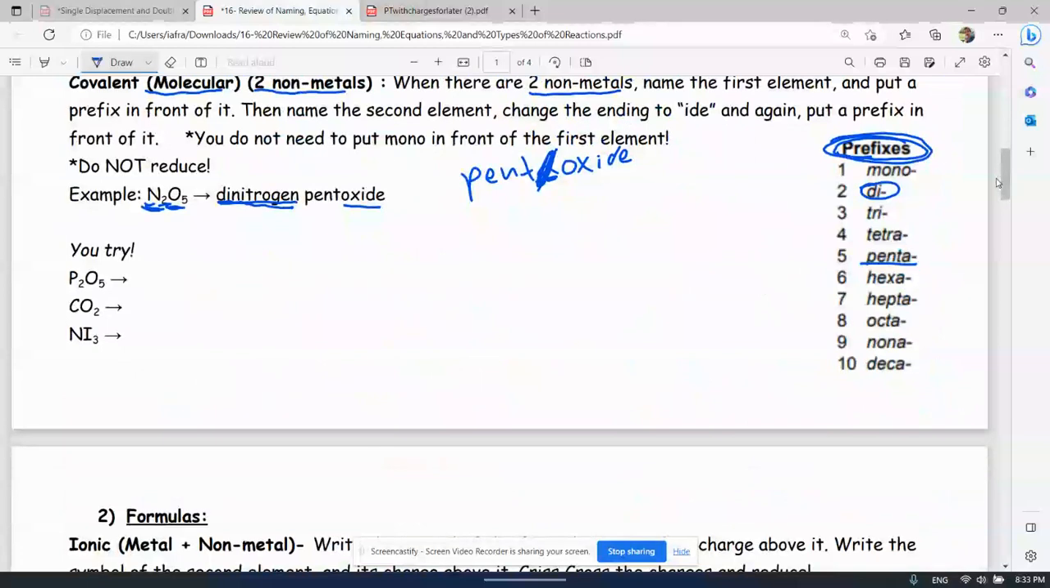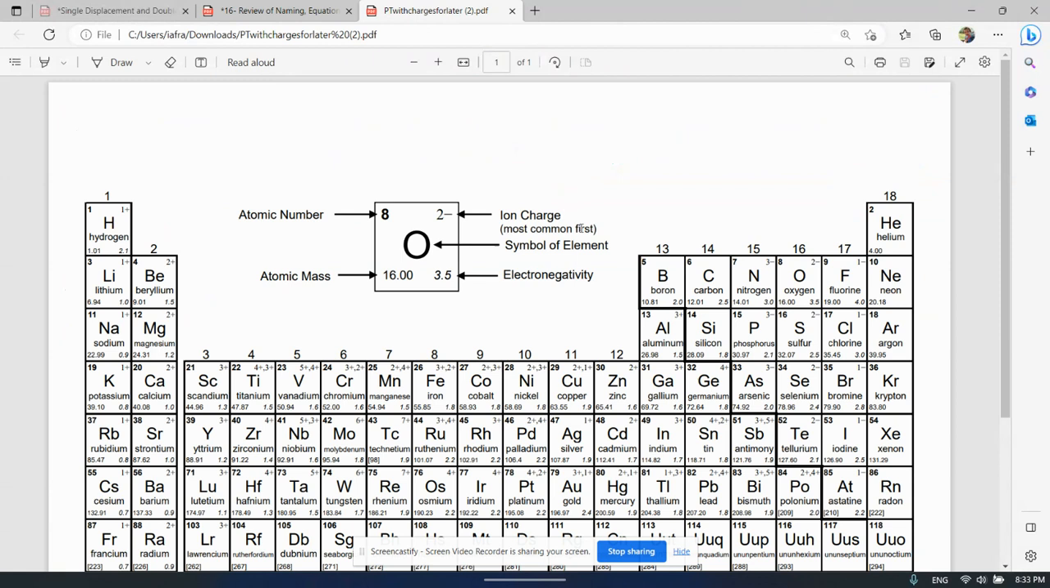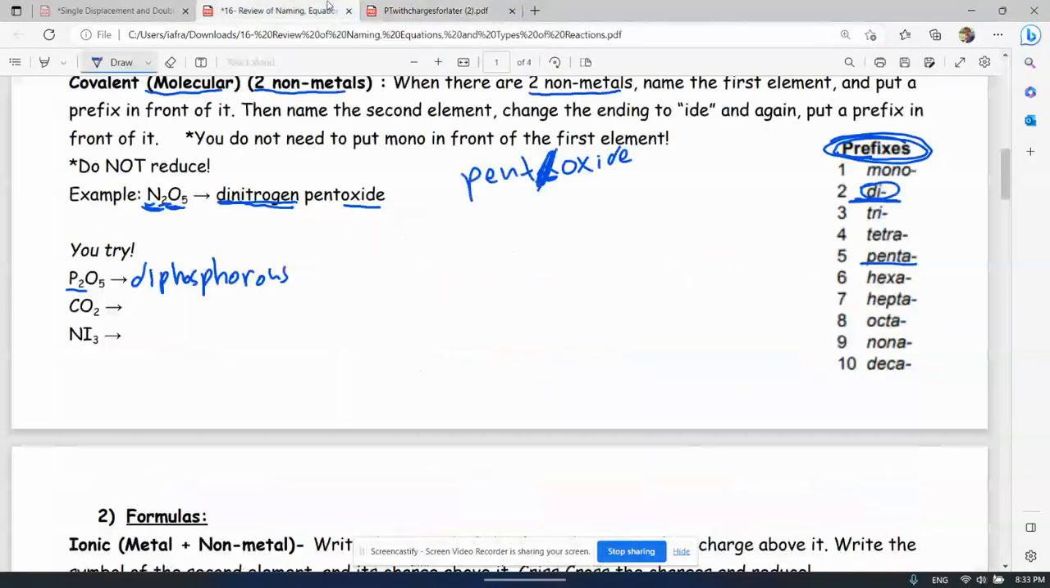So let's do an example here, P2O5. So again, we know these are molecular because it's only two nonmetals. We have phosphorus. We don't change its ending, but we have to use the prefix di because there's two of them, diphosphorus. And if you don't remember the element, P is phosphorus. I should only spell it with a U, not an OU. Diphosphorus. And then there's 5 oxygens. So it's pentoxide because we changed the ending of the second element. Pentoxide, the pent comes from the fact that there's 5 oxygens there.